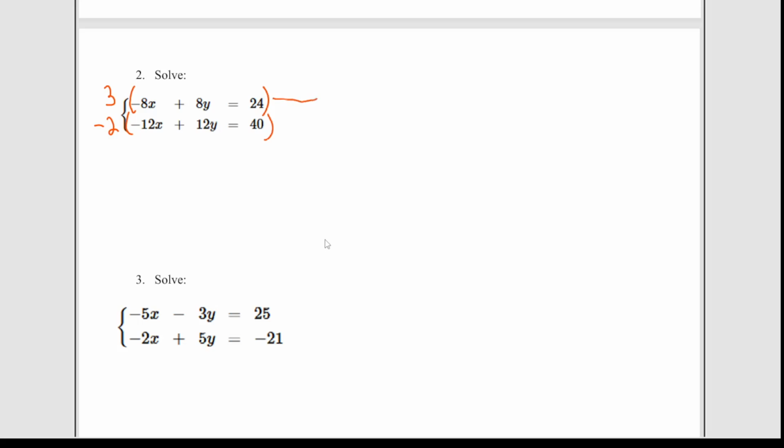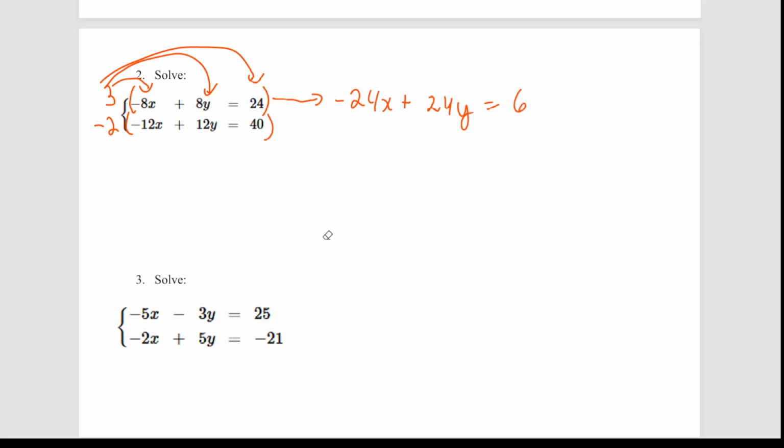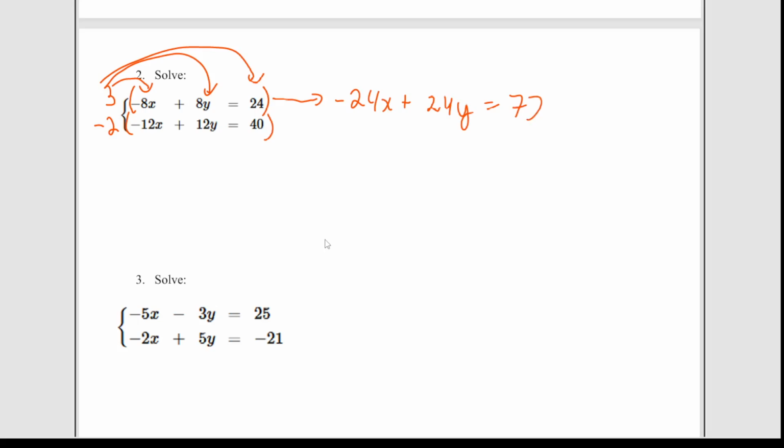So if I multiply the first equation by 3, 3 times negative 8x gets me negative 24x. 3 times positive 8y is going to get me, I'm blanking. 3 times 8 is 24 as well. Yeah, that's why I just did that. And then 3 times 24 is going to be 72. Then we want to keep on going. Negative 2 times negative 12x is going to get me positive 24x. Negative 2 times positive 12y is going to get me negative 24y. Negative 2 times positive 40 is going to get me negative 80.